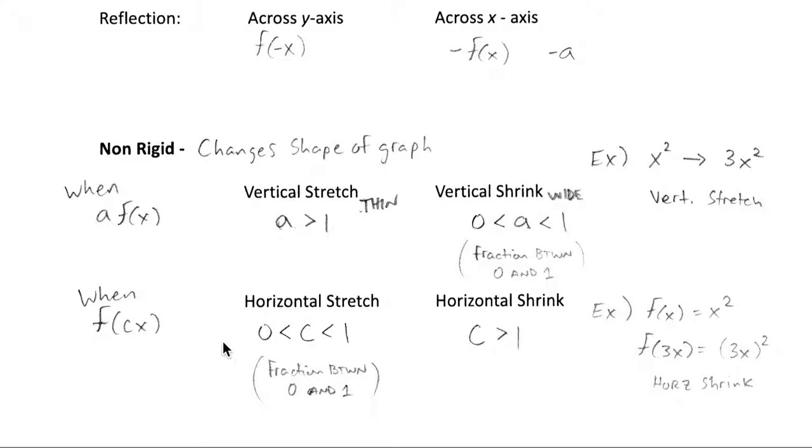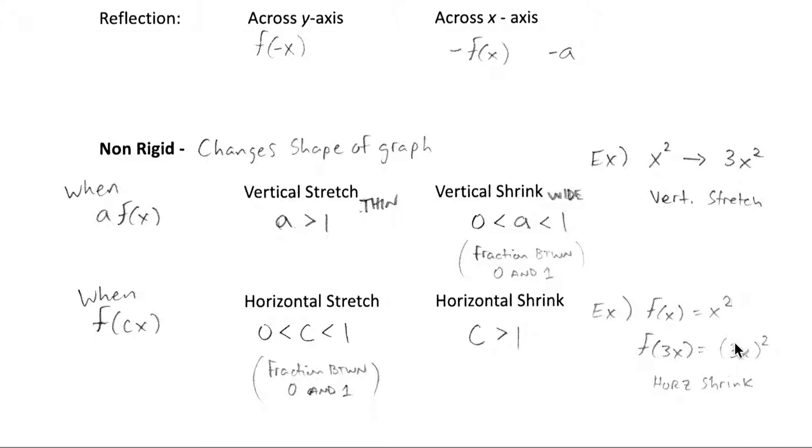And then the most difficult one, I think, to see, especially if you're just looking at the graph, is the horizontal stretch or horizontal shrink. And so that's if you have a multiplier in front of your x. If it's a fraction in between 0 and 1, that's going to stretch it horizontally. And if that multiplier in front of your x is greater than 1, that's going to horizontally shrink it.